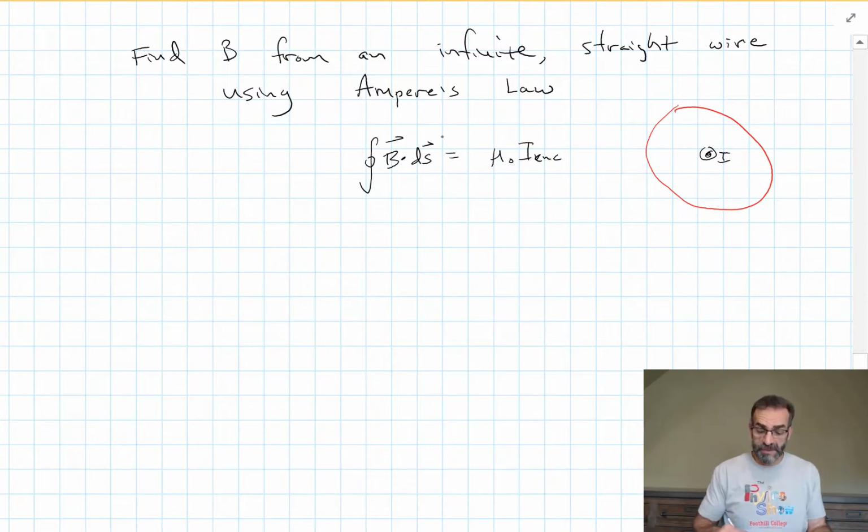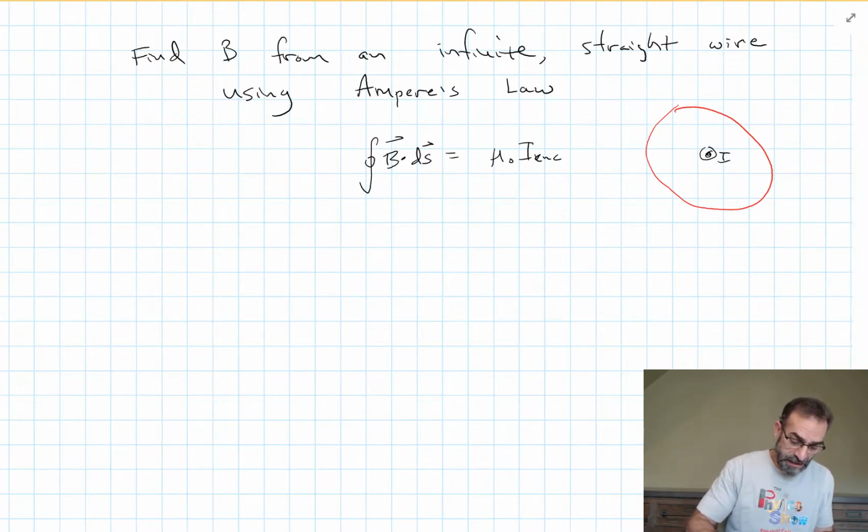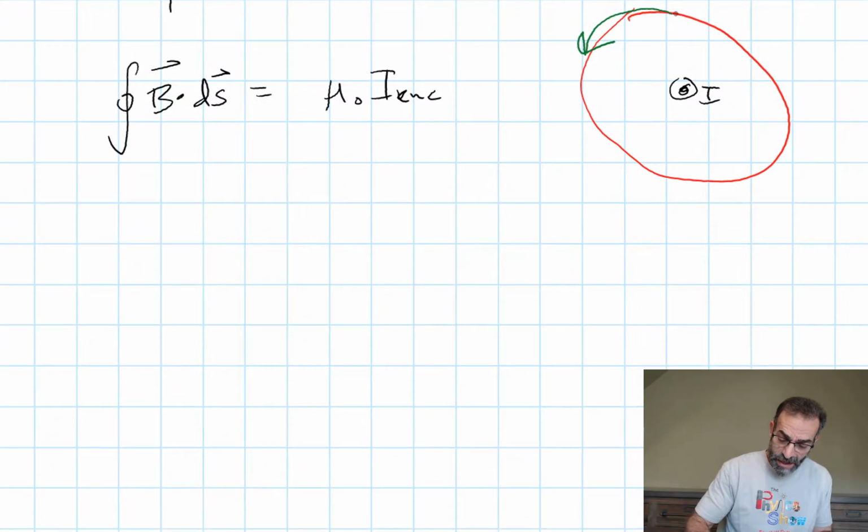Here's our situation. We're going to go around this red path, a circular path, centered on our infinitely long straight current carrying wire. We know that B dot ds, because my magnetic field points in that direction, and I'm going to go around that wire in the same direction, my ds will also point in that direction. So B dot ds just becomes B ds.